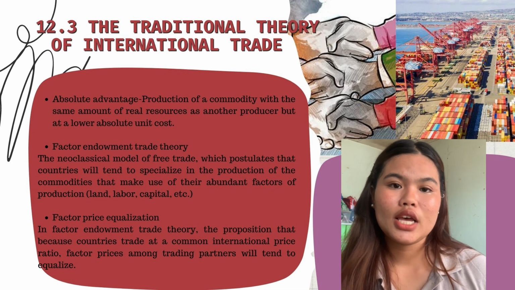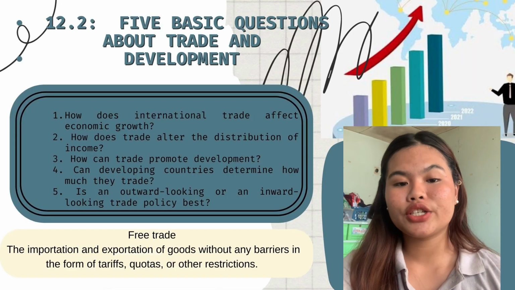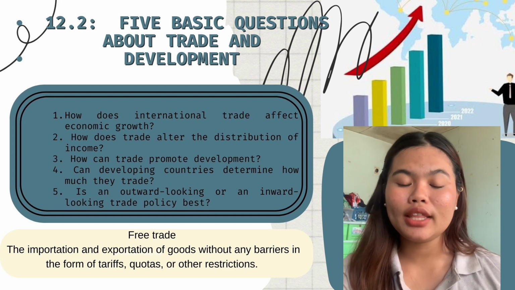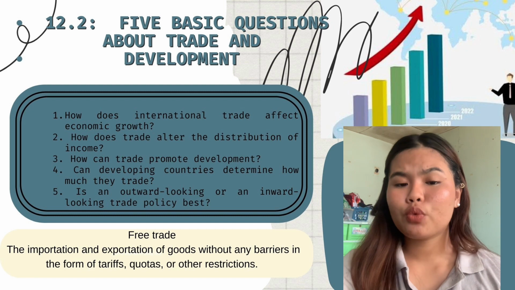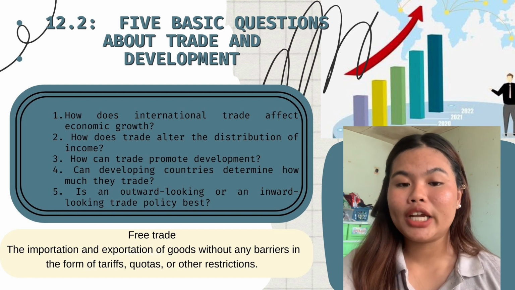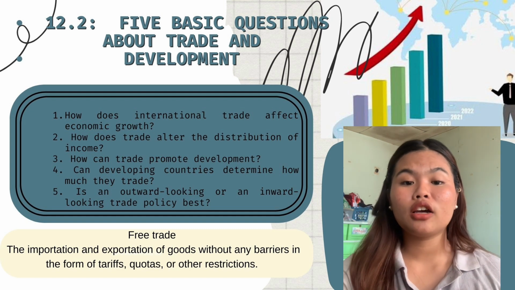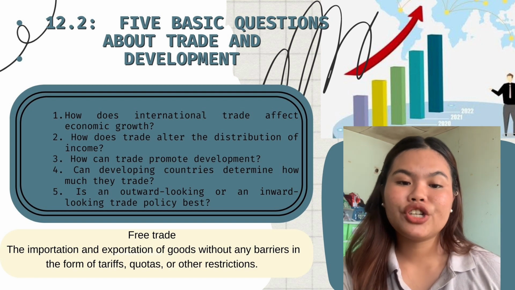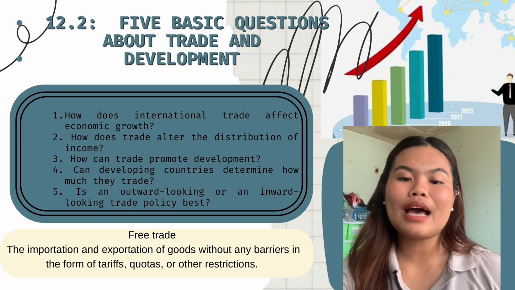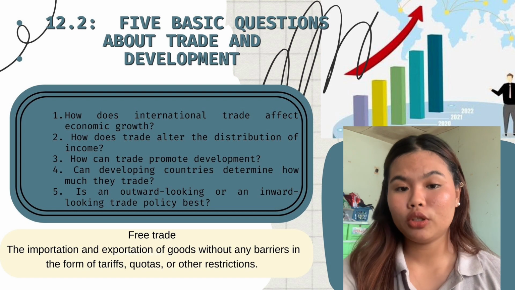So we are now in a position to summarize the theoretical answers to our 5 basic questions about trade and development derived from the neoclassical trade model. First question: how does international trade affect economic growth? Trade is an important stimulator of economic growth. It enlarges a country's consumption capacities, increases world output, and provides access to scarce resources and worldwide markets for products without which developing countries would be unable to grow.